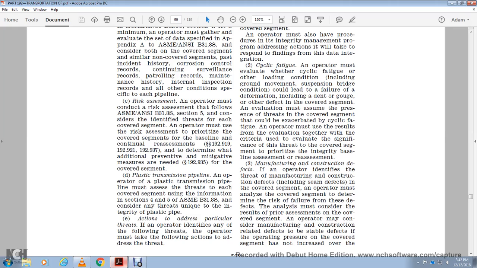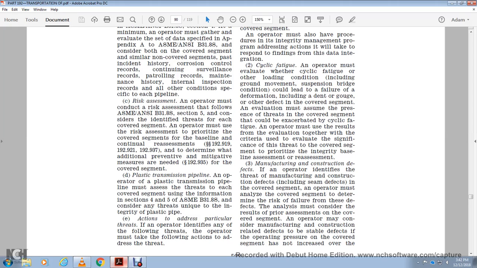Cyclic fatigue. The operator must evaluate cyclic fatigue or other loading conditions, including ground movement and suspension bridge conditions, that could lead to failure of a deformation, including a dent or gouge, or other defect in the covered segment. The evaluation must assume the presence of threats in the covered segment that could be exacerbated by cyclic fatigue. An operator must use the results of the evaluation together with the criteria used to evaluate the significance of the threat to the covered segment to prioritize the covered segment as a high-risk segment for the baseline assessment or reassessment.